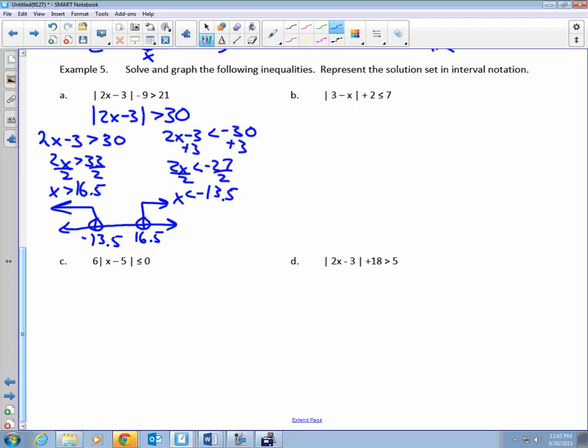Our solution set is negative infinity to negative 13.5, union with 16.5 to infinity.